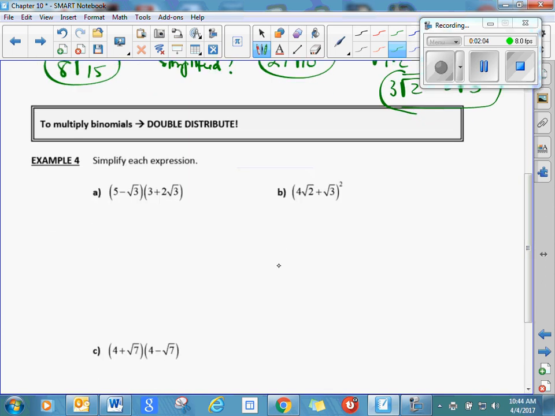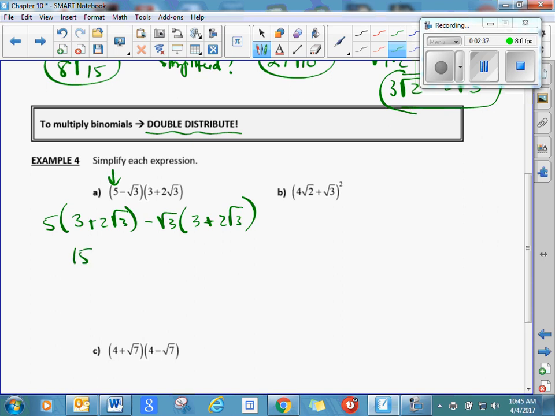All right, let's do some distribution, double distribution, because we've got binomials. A binomial times a binomial. So we're going to do the double distribution, remembering we'll do this first term right here, 5 times 3 plus 2 radical 3, minus radical 3 times 3 plus 2 radical 3. So this looks just like our multiplying of binomials in the other unit, except we've got some radicals in here. So now we're going to do our distribution.